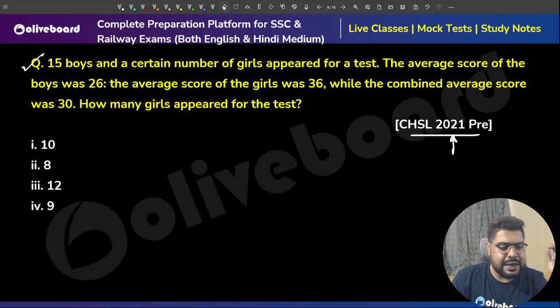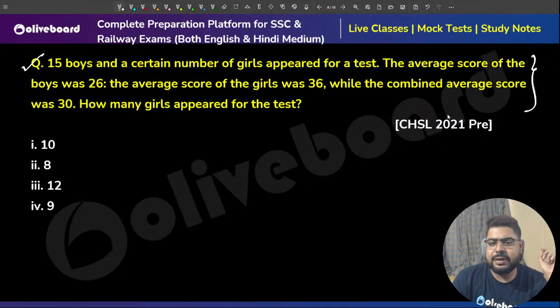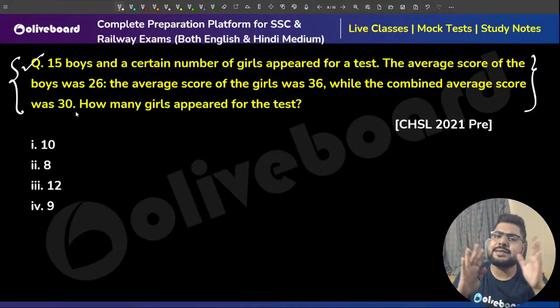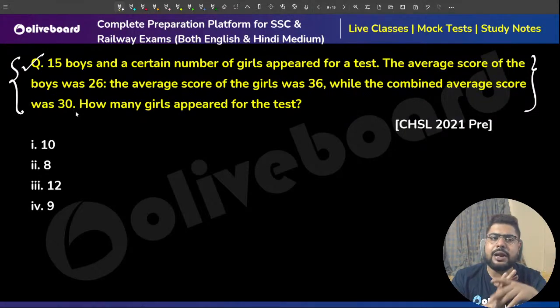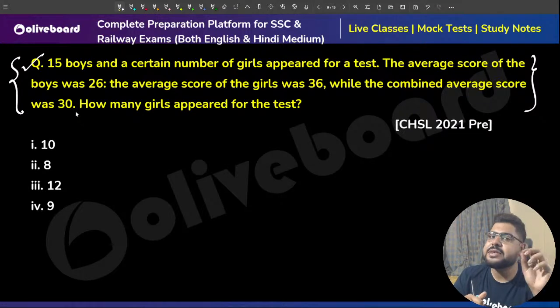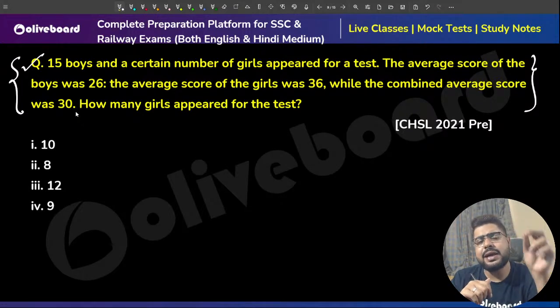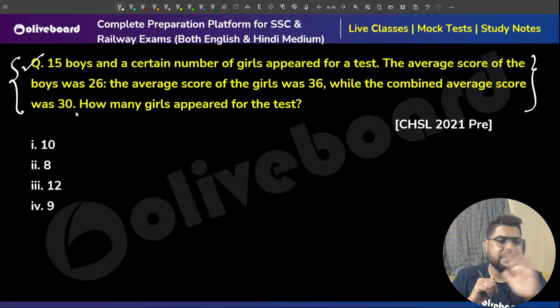Now it is a really tricky question if you haven't done this type of question beforehand, to get it first time in the exam hall. But this can be solved using allegation, and that will be the easiest method, hands down. Let's understand.